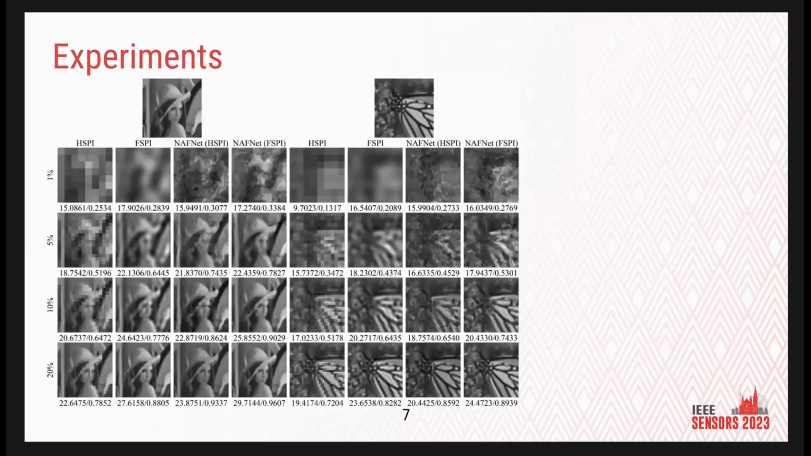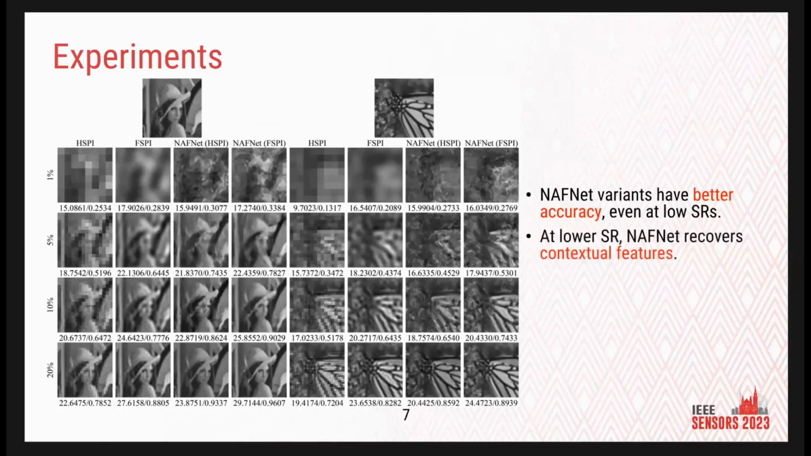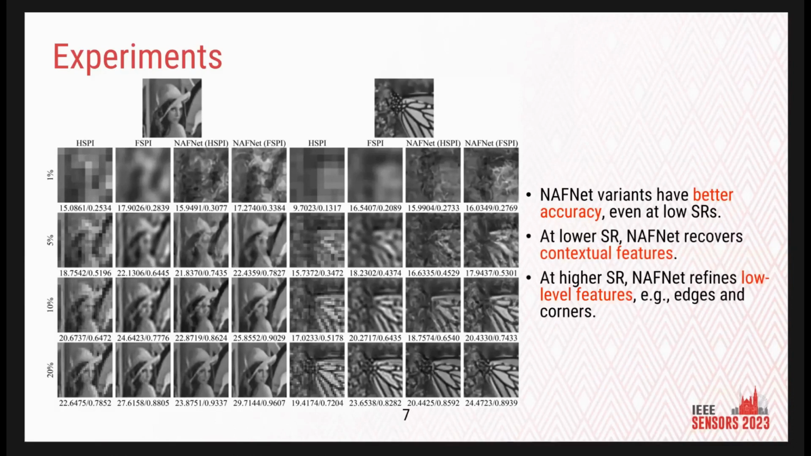Visually, NAFNet enhanced Fourier single pixel imaging and Hadamard single pixel imaging have better accuracy even at lower sampling ratios. This is because at lower sampling ratios, NAFNet recovers the contextual features, which improve the general structure of the image, while at higher sampling ratios, NAFNet refines the lower level features, such as the edges and corners, to achieve higher image clarity. Nonetheless, NAFNet FSPI still outperforms NAFNet Hadamard single pixel imaging, but with a slightly lower frame per second.